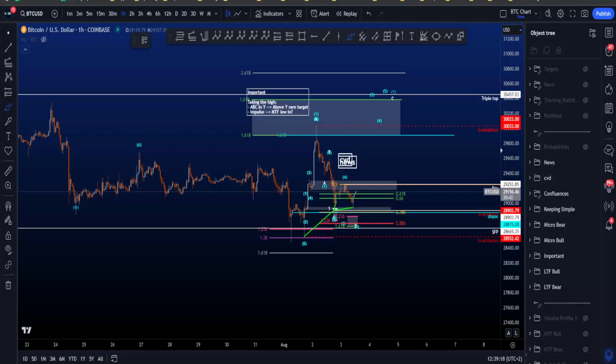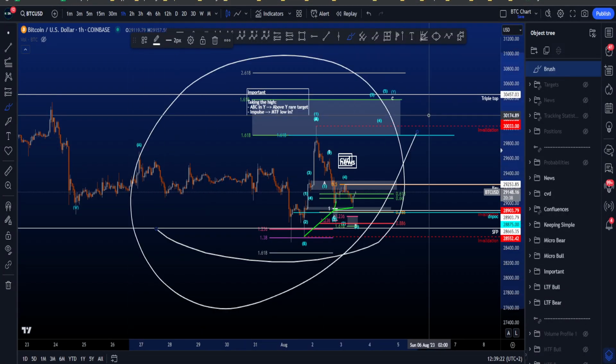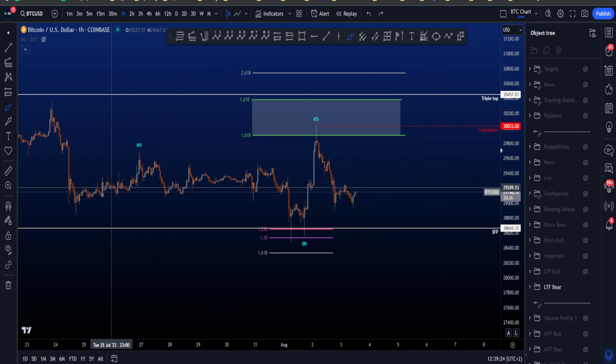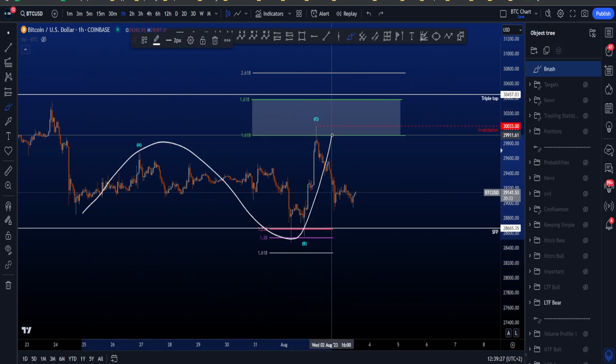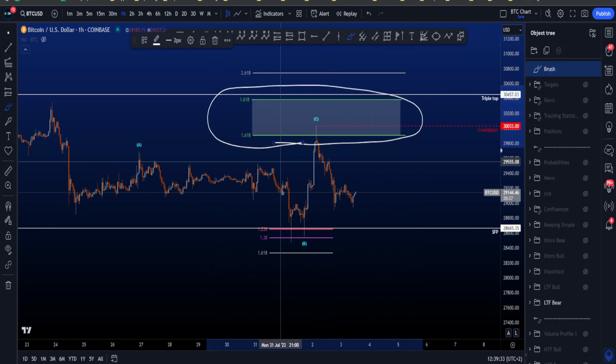Hi everyone, let's go over my low time frame and micro bullish and bearish Elliott Wave scenarios on Bitcoin. Starting with the low time frame bearish scenario, where we are looking for a three-wave structure that is already finished in an expanding flat ABC, where the most common target area for C is between the two 1.618s.